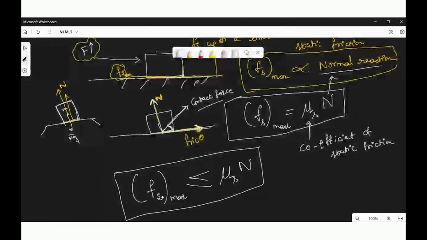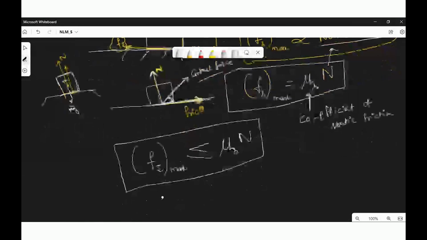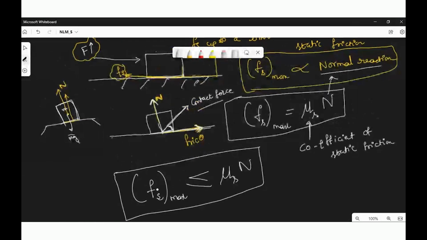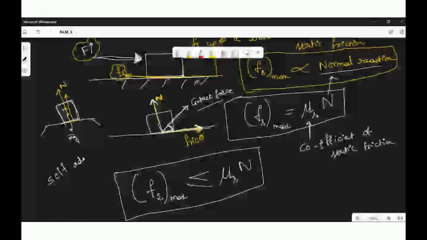And the point is, Fs max is fixed for a given surface, but the frictional force Fs is not fixed. It depends on how much external force you apply, and that's why we call it a self-adjusting force. Sorry, I said self-sustained; it is self-adjusting. Self-sustaining means something different.